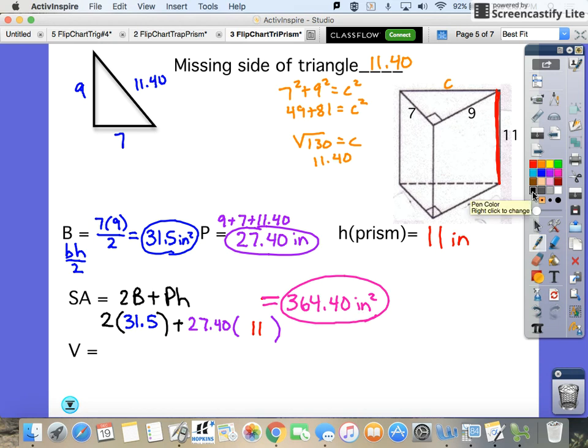And then our last one is volume. So this one is still the formula B times H. So capital B is 31.5 times our height, which is 11. And 31.5 times 11 is 346.5 inches cubed.